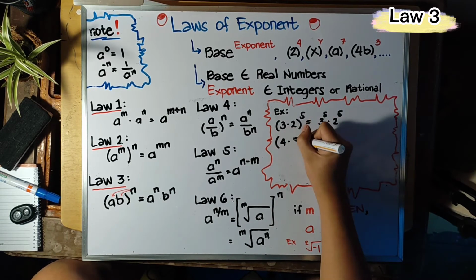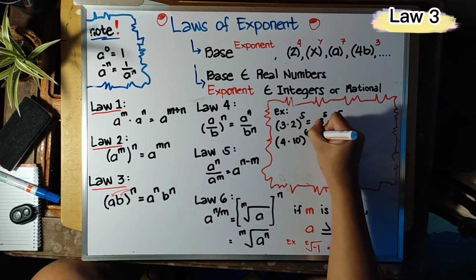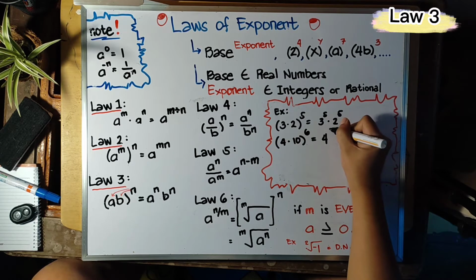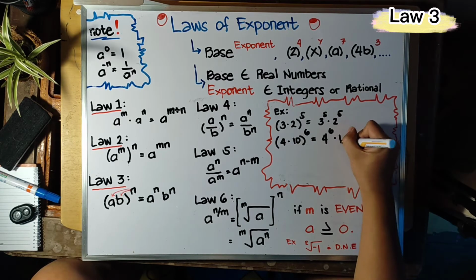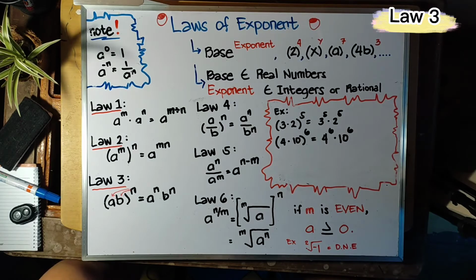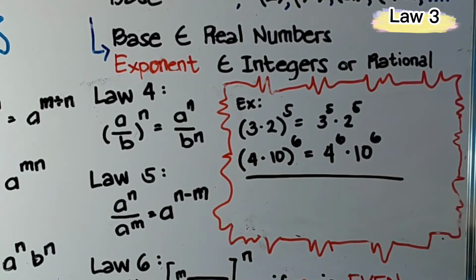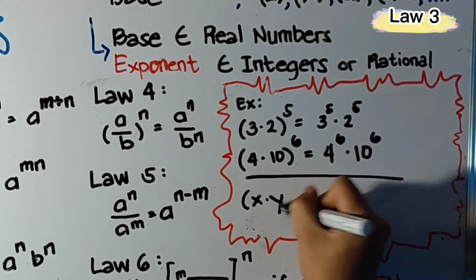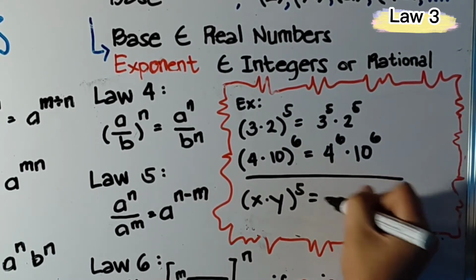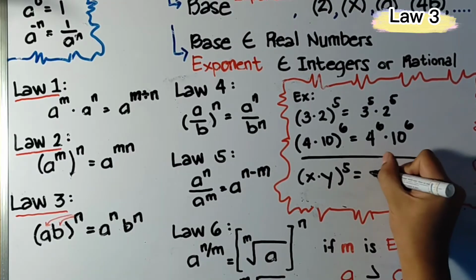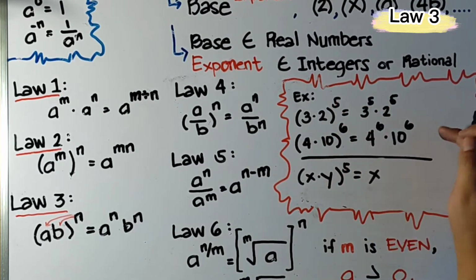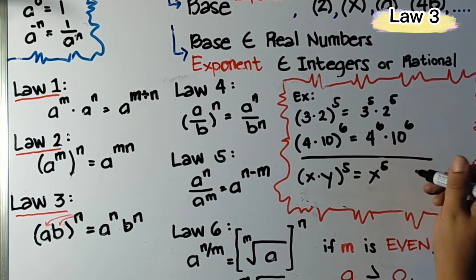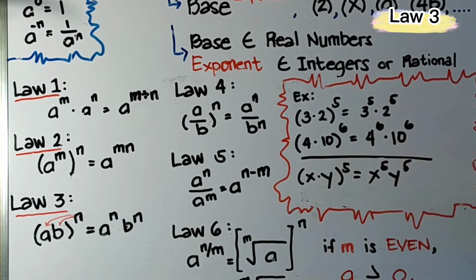Now, how about this? 4 times 10 raised to 6. Ang lalabas, okay, distribute: 4 raised to 6 times 10 raised to 6. And again, same as well with the indeterminates. Say for example, x times y raised to 5. All you have to do is still distribute. Wala masyadong difference with regards to the actual numbers and to the indeterminates. Again, x raised to 5, y raised to 5.